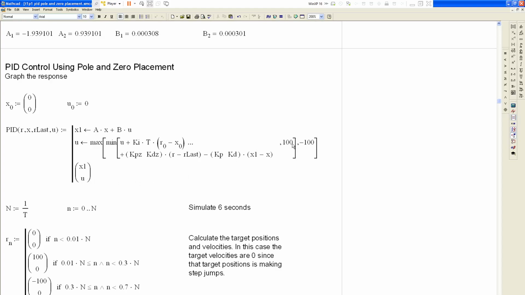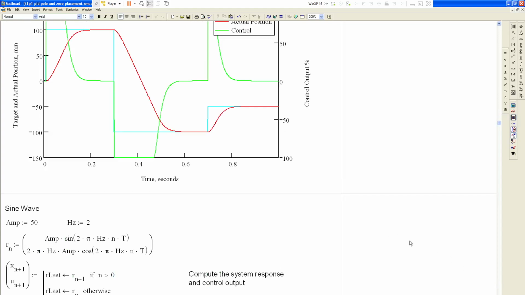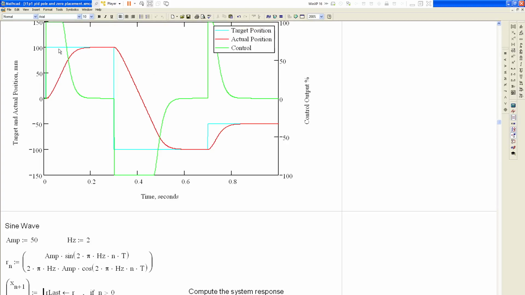Plus I'm limiting it to plus or minus 100%. And what I like about the incremental mode, or what a lot of people call the velocity mode, is you don't have to worry about integrator windup. And just to test that out, I did a simulation where I'm doing some changes in the position. And you can see that I'm doing a change of 100 millimeters, and you can see that it's kind of racing right up to 100 millimeters, but it doesn't overshoot. And you can see why in just a moment.